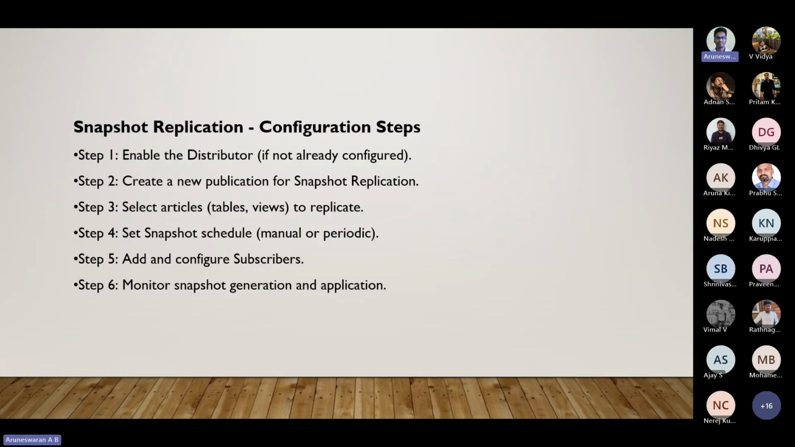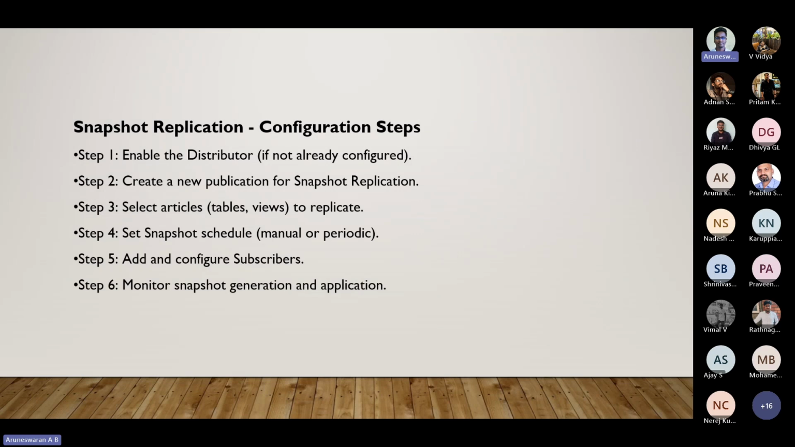So here I have mentioned the snapshot replication configuration steps. First I will tell you the steps, and later I will give the demo of the snapshot replication in my local kit. First, we need to enable the distributor if not already configured.